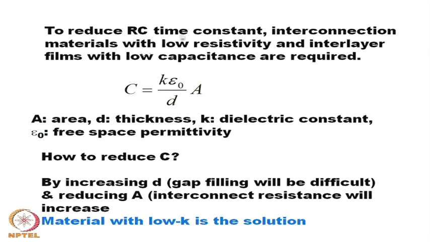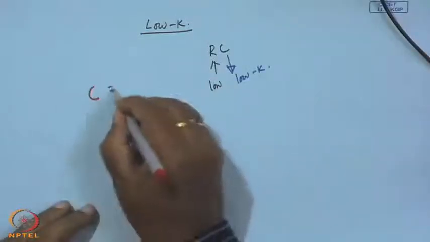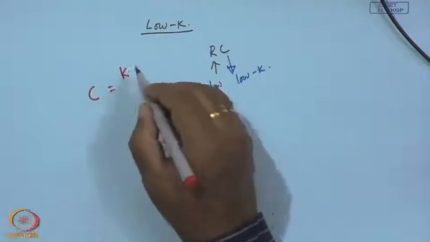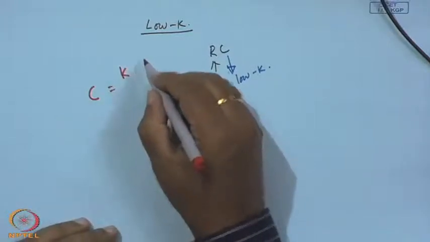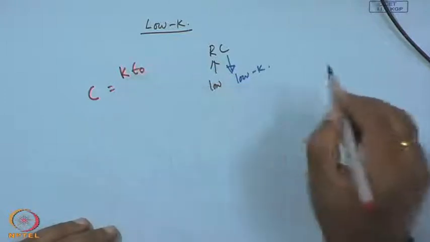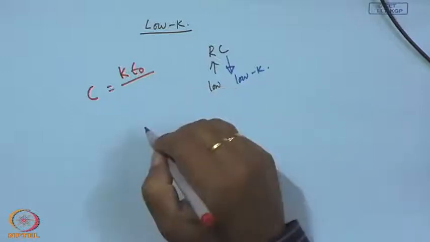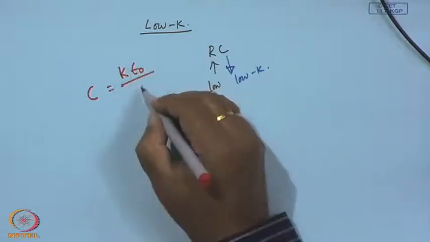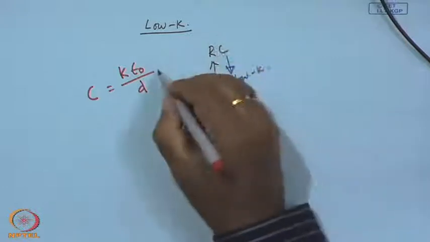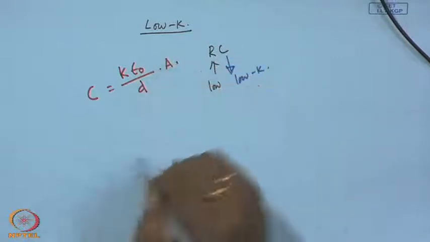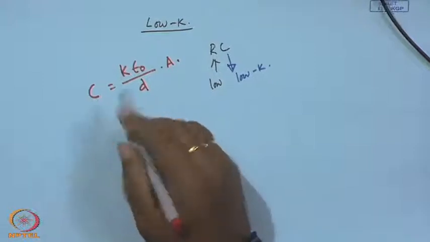Now, to reduce the RC time constant, interconnection materials with low resistivity and interlayer dielectrics with low capacitance are required. So, let us consider this point elaborately. We know that the capacitance can be written as C = K epsilon 0 A / d, where K is the dielectric constant, epsilon 0 is the free space permittivity, 8.85 into 10 to the power minus 14 farad per centimeter, d is the thickness and A is the area. Now, how can we reduce C?